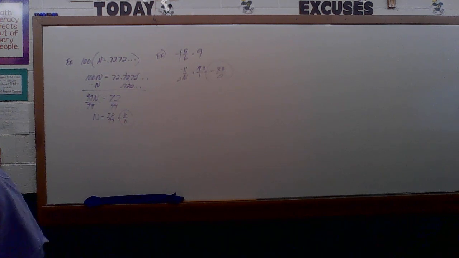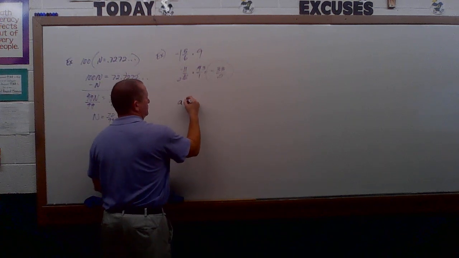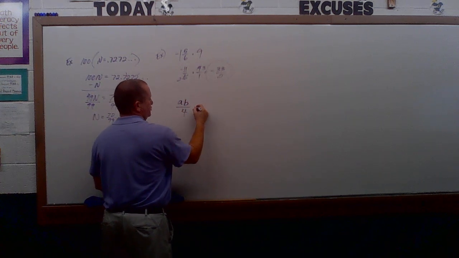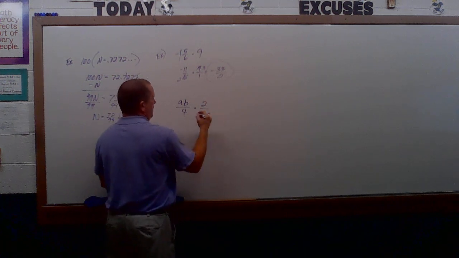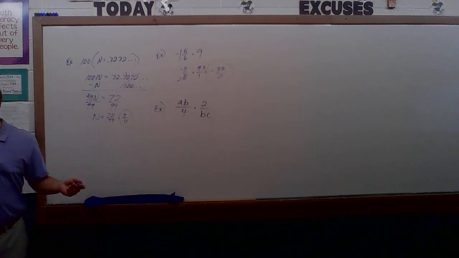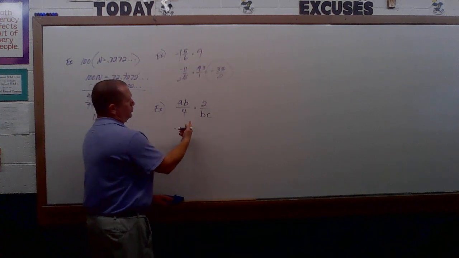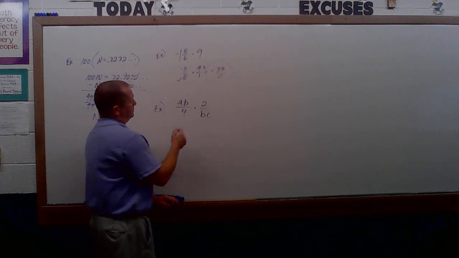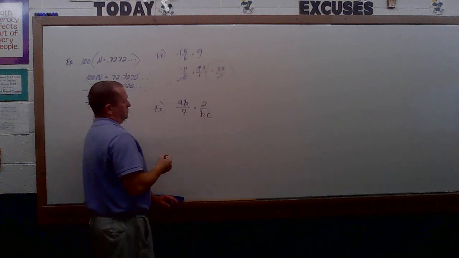38, you betcha. AB over 4 times, what was the other one? 2 over BC. So, again, basically the exact same thing that we did in the other problem, but now we just have variables. So now we're still looking diagonal to cancel out. So can I cancel anything? Cross out the 2 B's. The 2 B's, okay? And then there's 4 and 2.